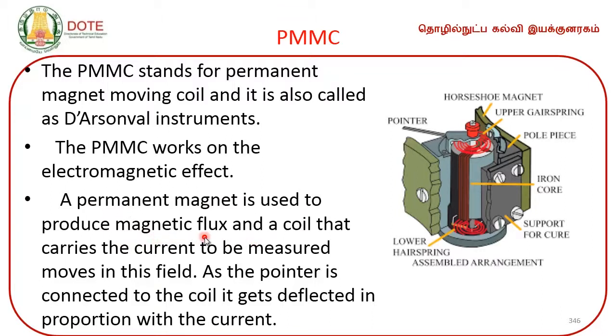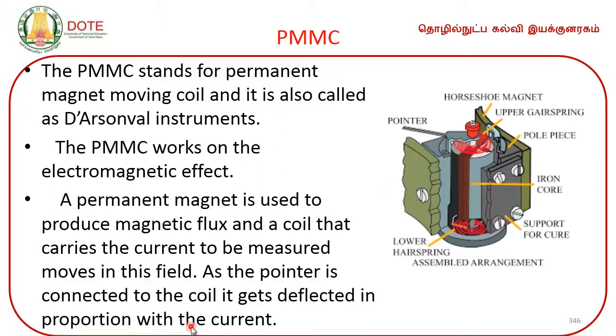So a permanent magnet is used to produce the magnetic flux, that is the stator, the static part. In that permanent magnet there is always magnetic flux from north pole to south pole, and the coil carrying the current to be measured moves in the field. As the pointer is connected to the coil, it gets deflected in proportion to the current. Now there is a permanent magnet with a north pole and a south pole, and magnetic flux runs from the north pole to the south pole, okay? Since it is a permanent magnet, there is a permanent flux between the north and south pole.